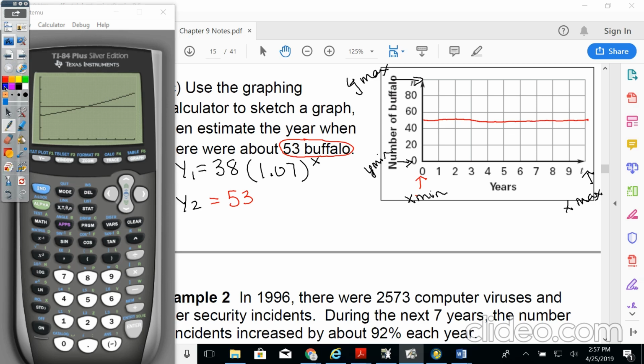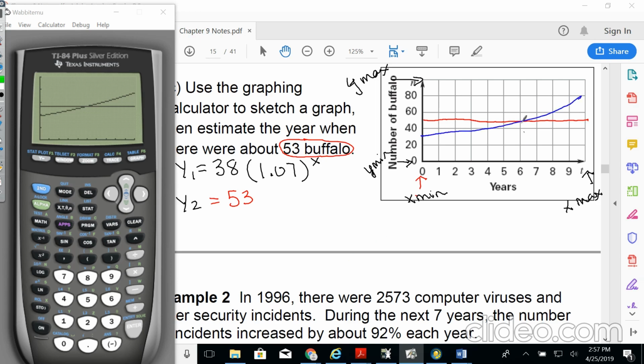And then our equation starts off at 38, close to 40, and then it's going to go up. Okay, so we're trying to find this point right here. Now this one's not exact. We're going to find it exactly over here.